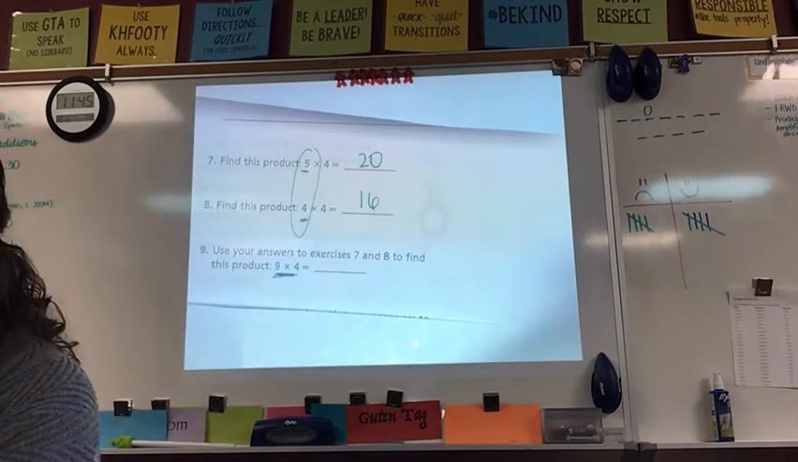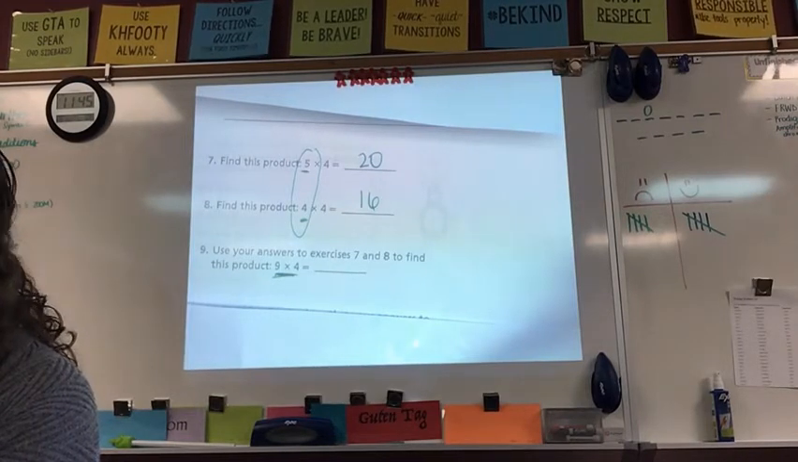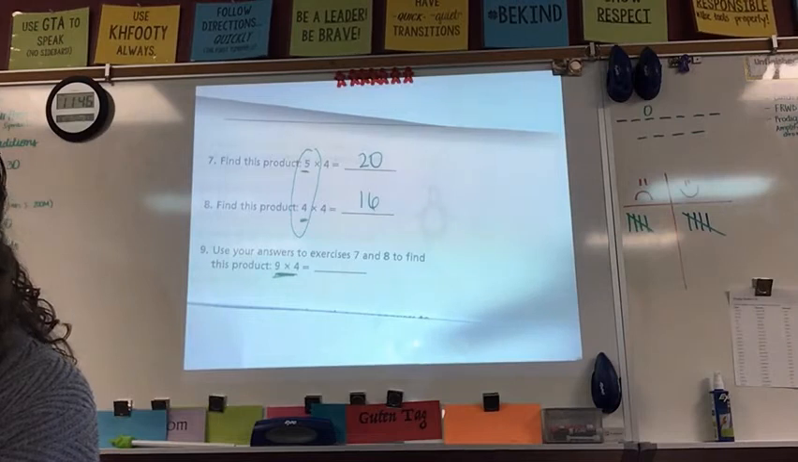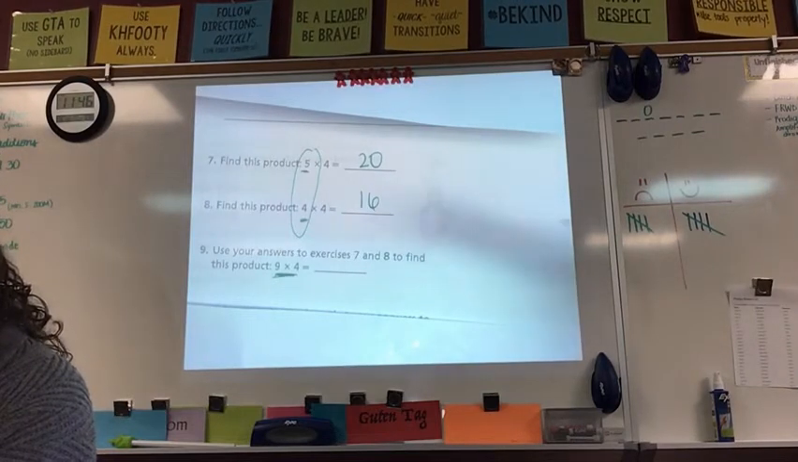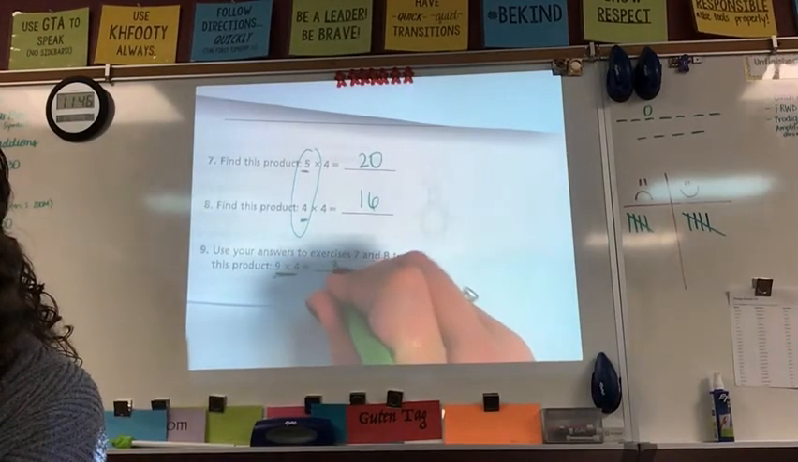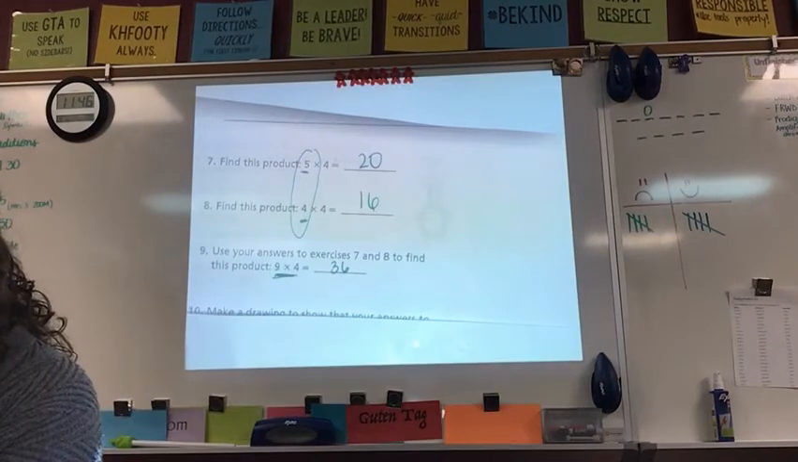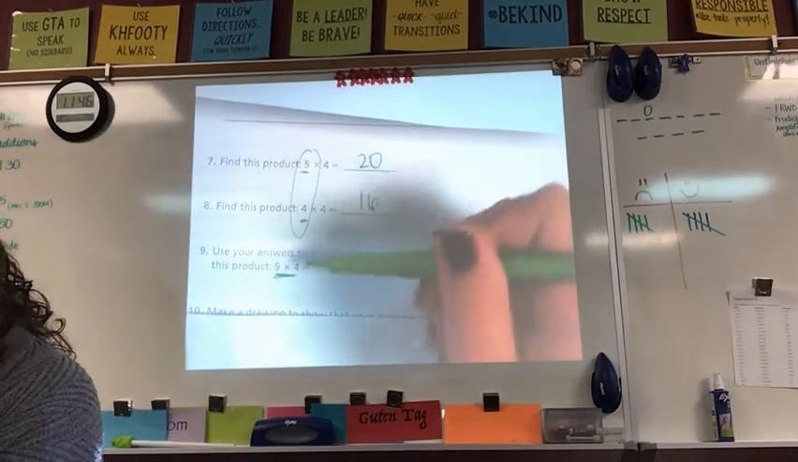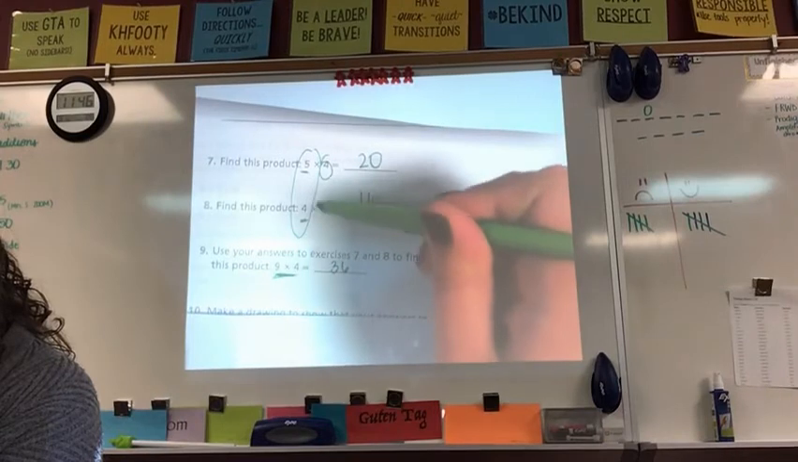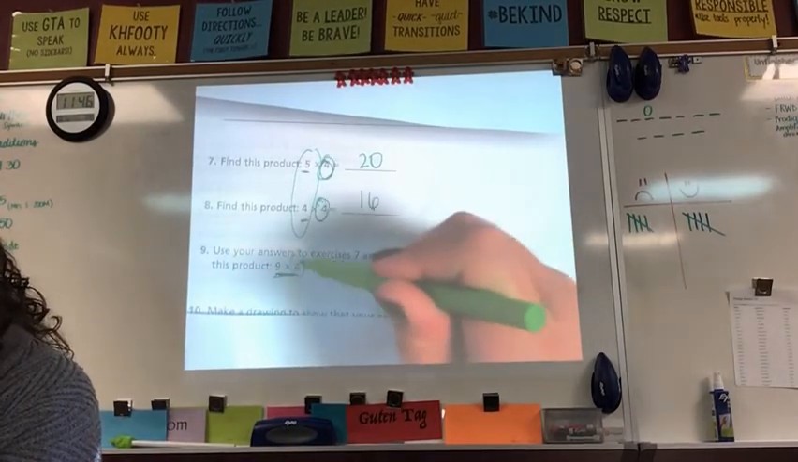Ooh, I got a few friends who've got it. Got a couple more. Class, 20 plus 16 is? 36. Guess what? That's what 9 times 4 is. If you look at that first number, the 4 stayed the same. What did it do? The 4 stayed the same.